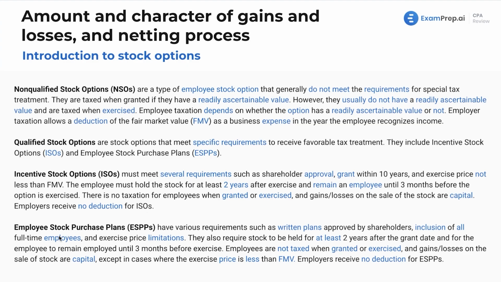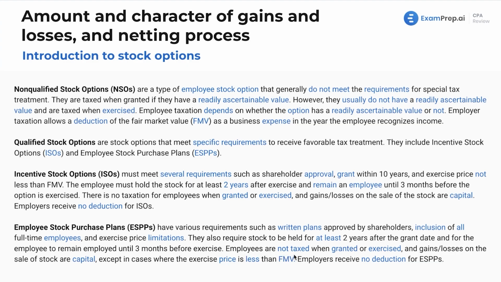And then we've got ESPPs. These employee stock purchase plans have various requirements, such as written plans approved by shareholders, inclusion of all full-time employees. So if you're excluding a certain department, saying, oh, the accounting department cannot get into this program, but the operations department can, that would not make it a fully eligible employee stock purchase plan. And we've got exercise price limitations. They also require stock to be held for at least 2 years after the grant date, and for the employee to remain employed until 3 months before exercise.